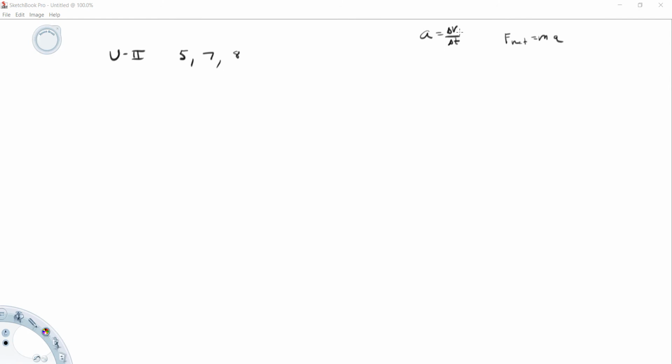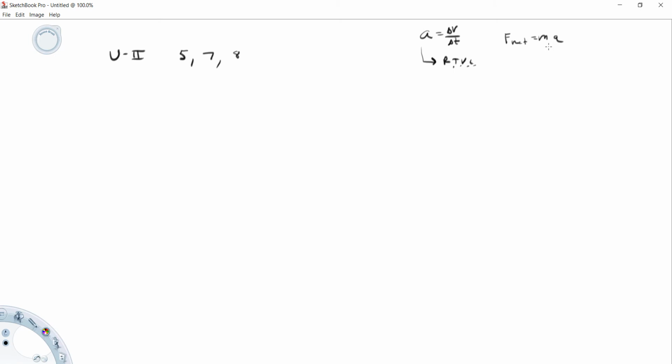First of all, acceleration, remember, what is it? Rate that velocity changes. I'm just going to acronym that. I'm not going to write it all out. And this is how it's calculated, delta V over delta T. Another important thing, Newton's second law, net force equals mass times acceleration. That's going to show up in this homework quite a bit. So let's chat about number 5.